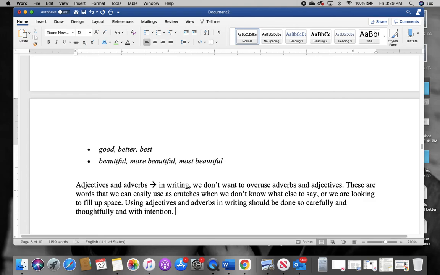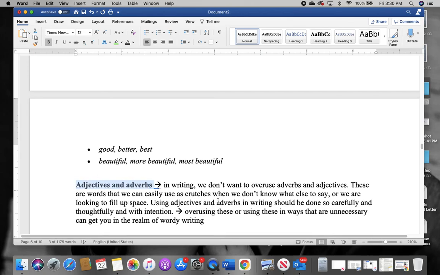So you don't just want to throw in adverbs and adjectives, because there'll be times when it's like, is that really necessary? Did you have to say that? Because then you can get into overusing these, or using these in ways that are unnecessary can get you in the realm of wordy writing. And you don't want to fall into those realms. So that's important to know about adjectives and adverbs.